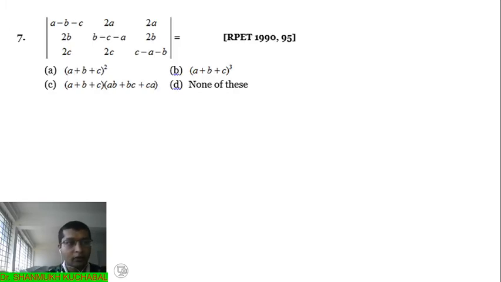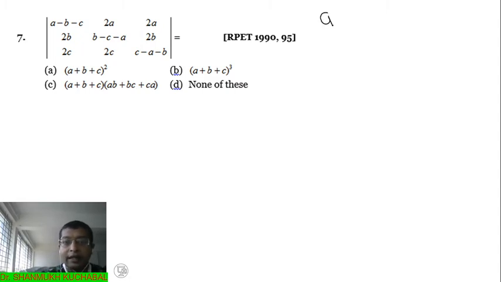Okay, so we'll move to the next example. This is the determinant A minus B minus C, 2A 2A, like that we have our elements. Then the value of this determinant we have to calculate. So once again I take a numerical value. I told you, if you take a numerical value, and 2 rows or 2 columns are not identical, then one row is not equal to 0 or a column is not equal to 0.